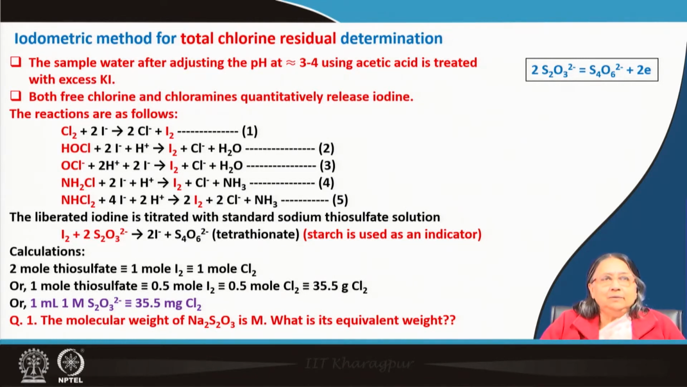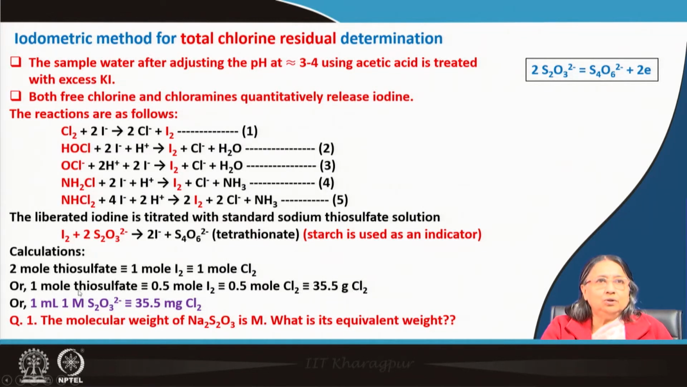So, for the calculation, we can see here that 2 moles of thiosulfate is equivalent to 1 mole of iodine. You can see the balanced equation. 1 mole of iodine is equivalent to 1 mole of chlorine. Here you see 1 mole of iodine is coming from 1 mole of chlorine. So, this is the beginning of the calculation. After that we can write that 1 mole of thiosulfate is equivalent to 0.5 mole of iodine, 0.5 mole of chlorine. So, 35.5 gram of chlorine.